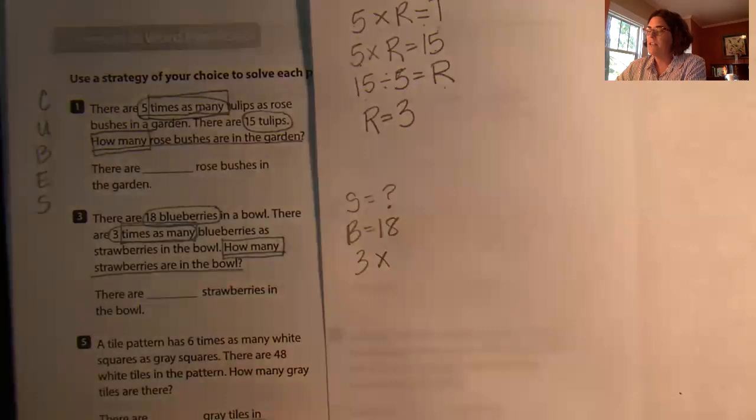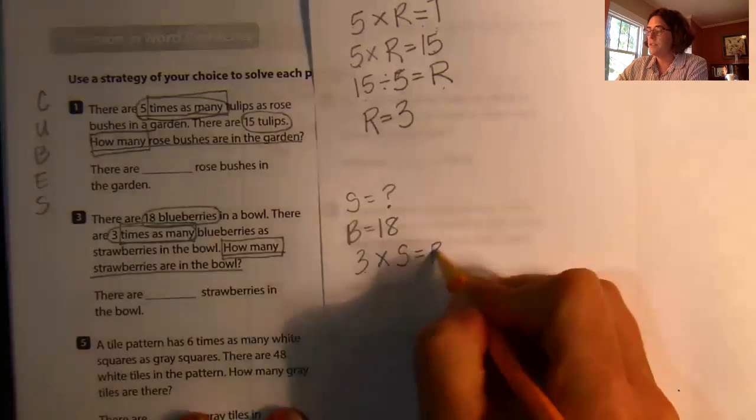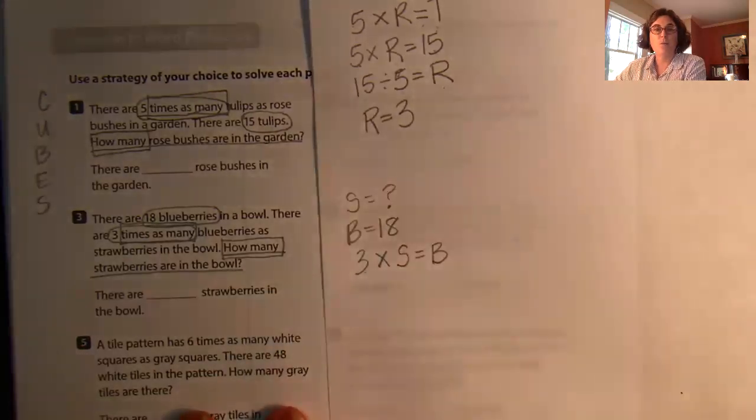All right, now let's go ahead and create an equation. There are 18 blueberries in a bowl. There are 3 times as many strawberries in the bowl. How many strawberries are in the bowl? So if I'm thinking through this problem, I am going to think that I have 3 times as many strawberries as blueberries. 3 times as many strawberries as blueberries. So my equation is 3 times S equals B.